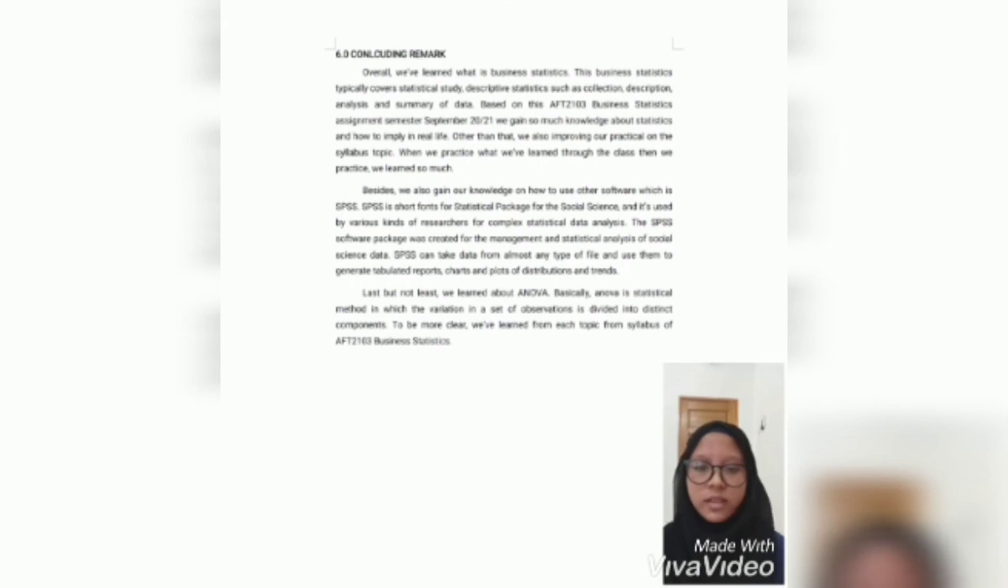Last but not least, ANOVA. Basically, ANOVA is a statistical method in which the variation in a set of observations is divided into discrete components.